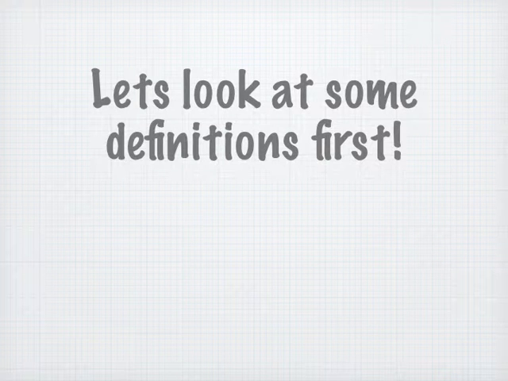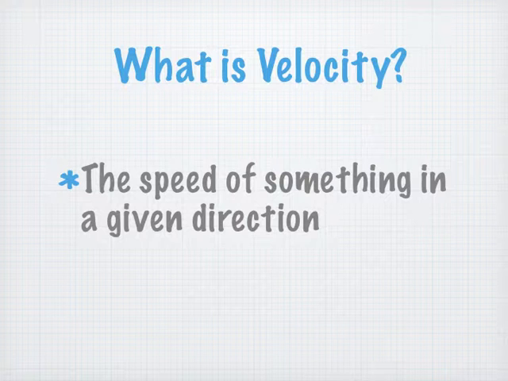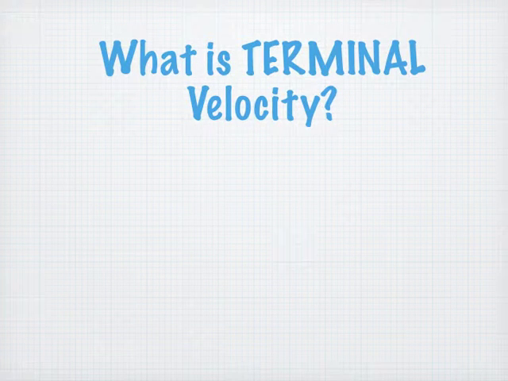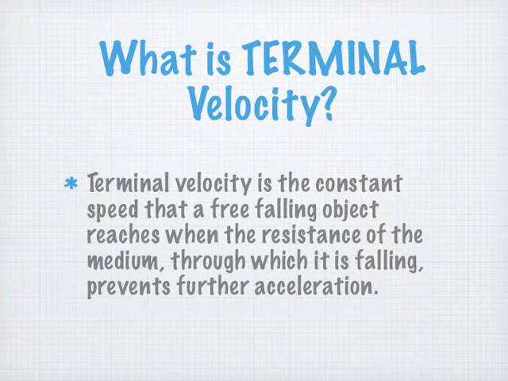Let's look at some definitions first. What is velocity? Velocity is the speed of something in a given direction. What is terminal velocity? Terminal velocity is the constant speed that a free-falling object reaches when the resistance of the medium through which it is falling prevents further acceleration.